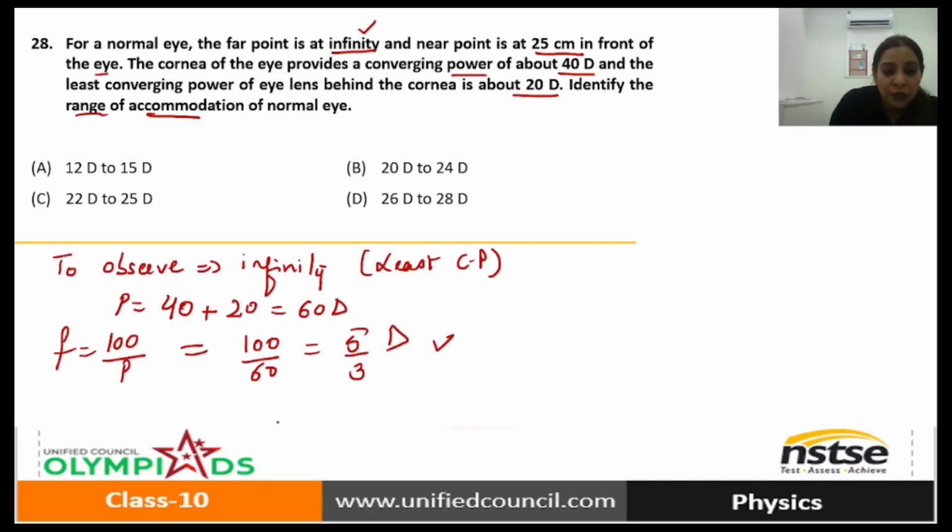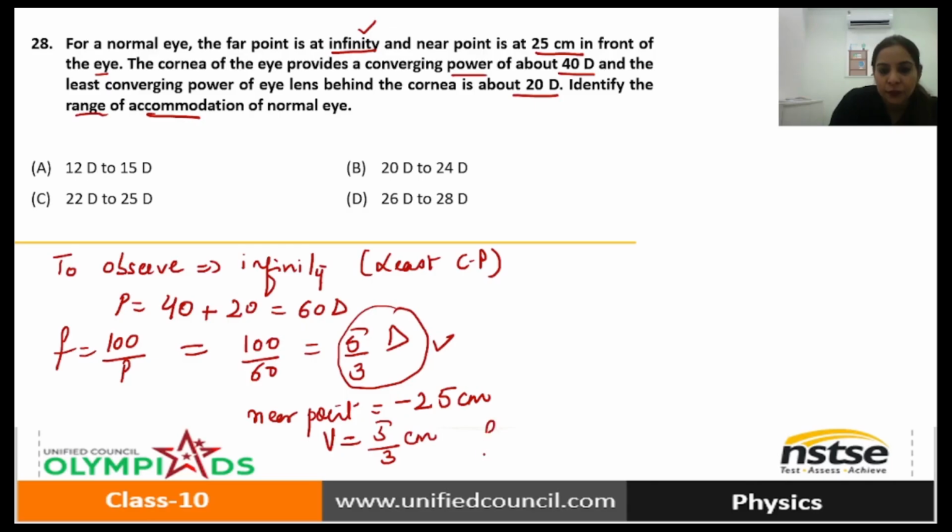Now, to focus on a near object, we know that the object distance should be 25 centimeter and it is always negative, so we write minus 25. Here this will act as V, so let's say 5 by 3 centimeter is your V. We need to find the focal length now, which will give us the range of accommodation.